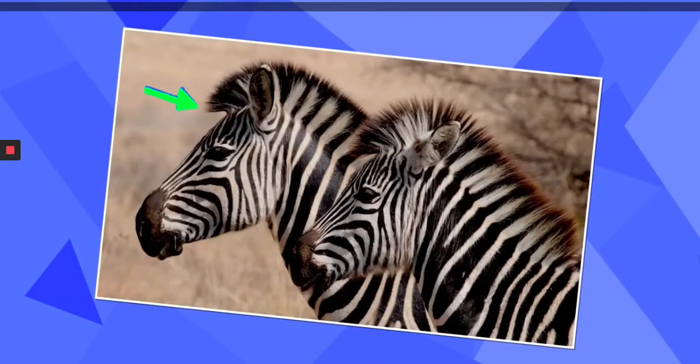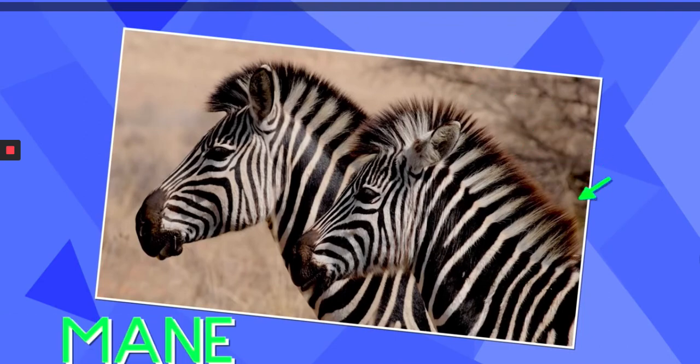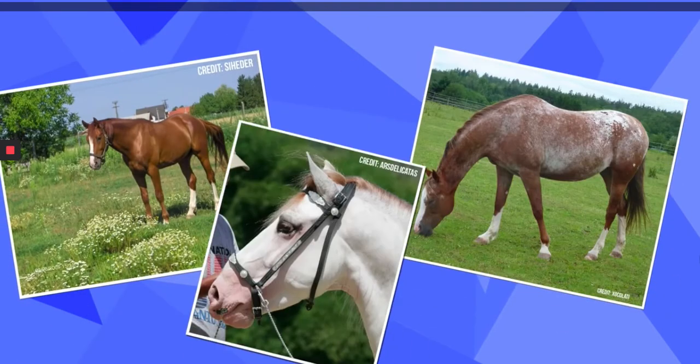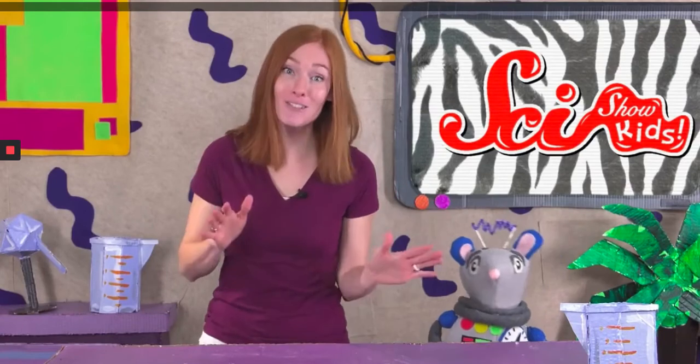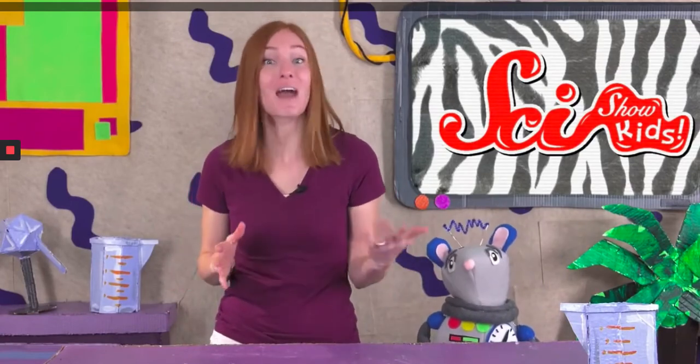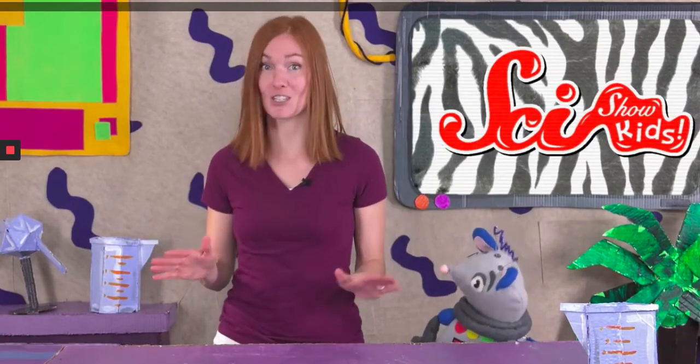Zebras also have hair on the back of their neck called a mane that's shorter and spikier than it is on horses. And of course, horses come in many different colors and patterns, but all zebras wear a coat of black and white stripes. But still, not all zebras are exactly the same. There are actually 3 different species or special types of zebra.